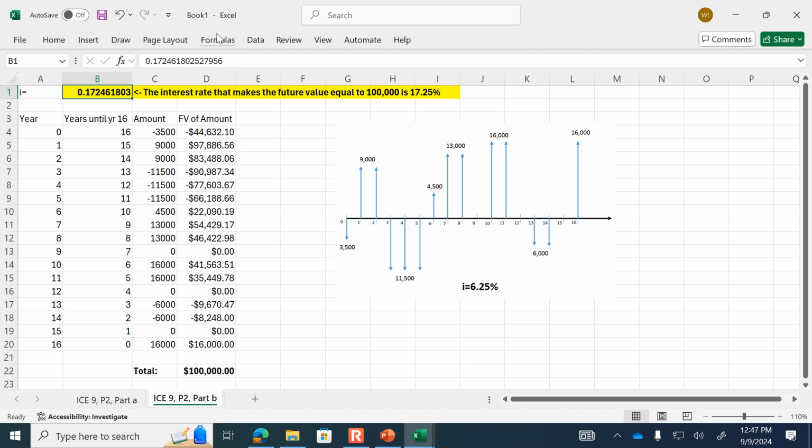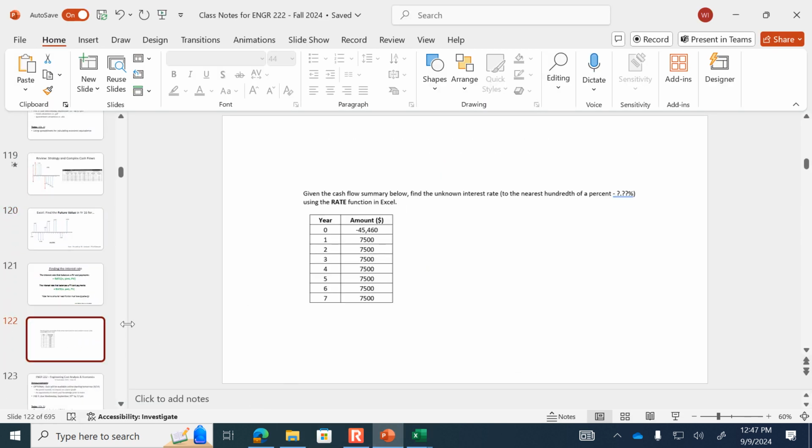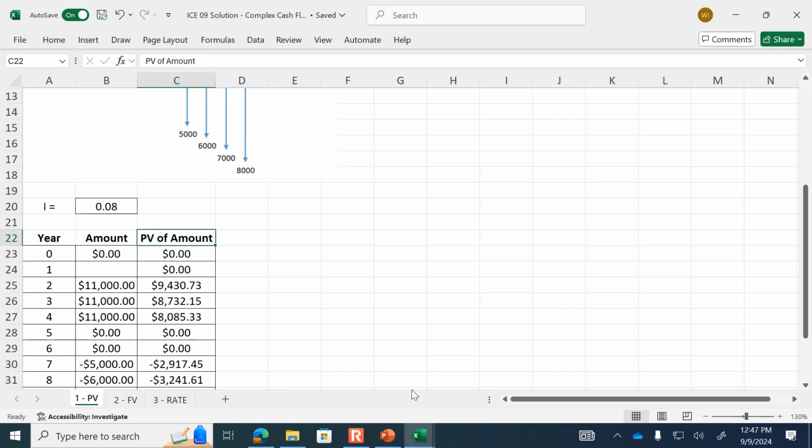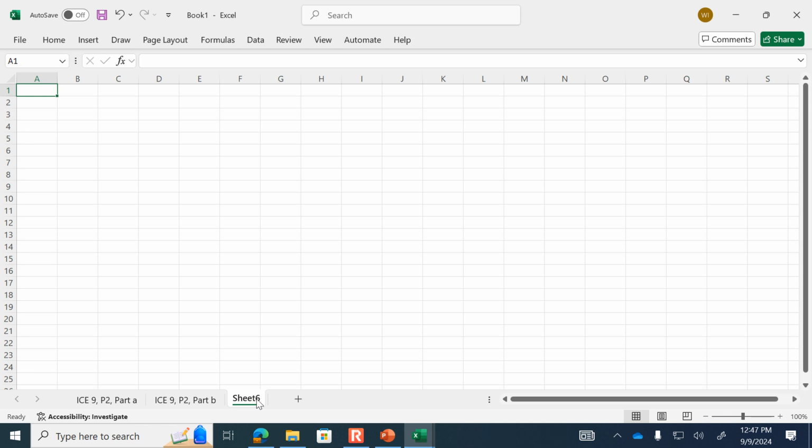Anybody else get the same 17.25% who had worked ahead on that one? Good. We still have 3 minutes to do the last problem. The last problem gives us a table and asks us to try the rate function. So rate is something that can tell us what is the interest rate that brings equilibrium between the inflow and the outflow. I may have showed you the rate function already. I don't recall, honestly. But let's work through this because it's easy.